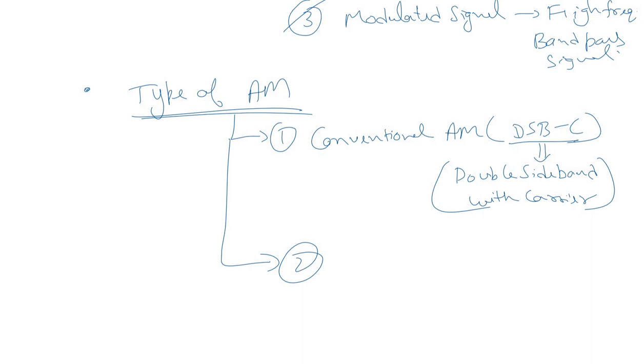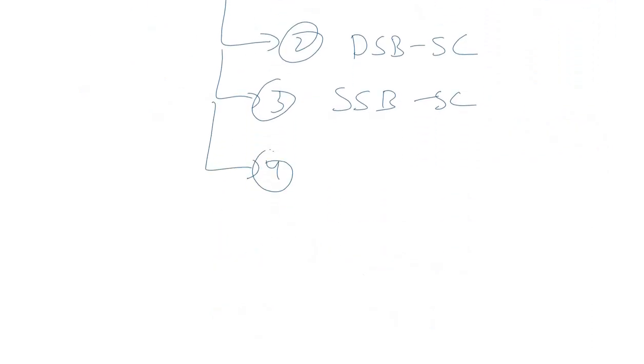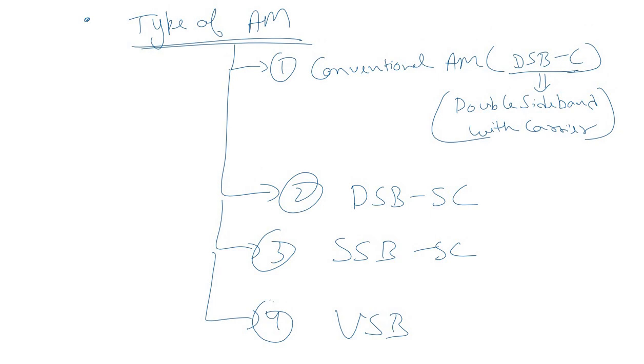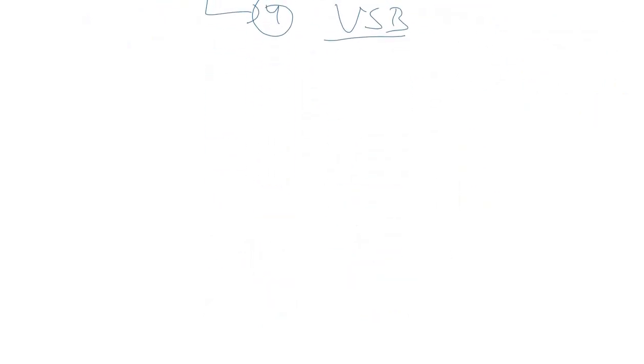Second type of amplitude modulation is double sideband suppressed carrier. Third one is SSB-SC modulation, which is single sideband suppressed carrier. And the fourth one is the vestigial sideband modulation scheme. Alright, so these are the 4 different types of amplitude modulation schemes that we are going to study: double sideband with carrier, also known as conventional AM, then double sideband suppressed carrier, single sideband suppressed carrier, and vestigial sideband. We'll begin with the very first type, that is conventional AM.